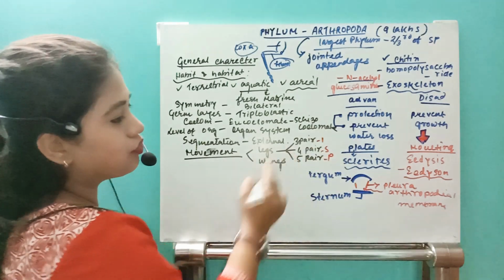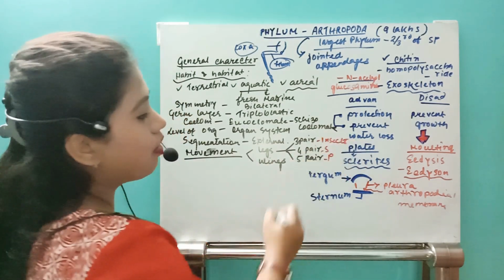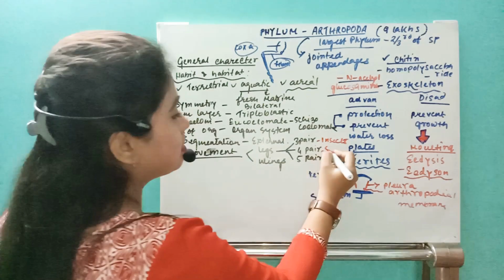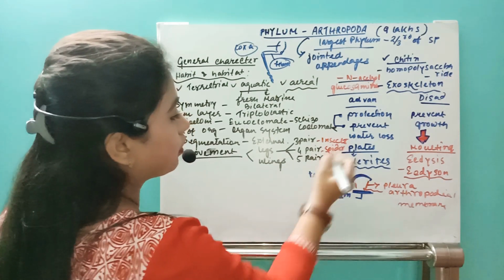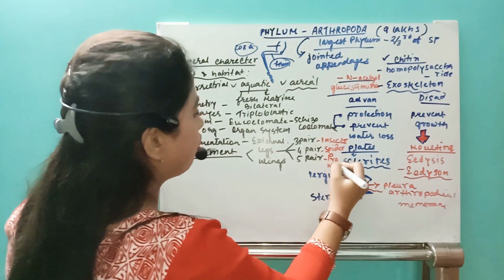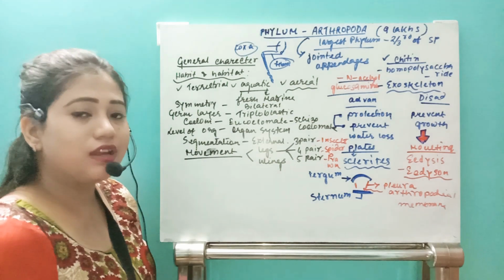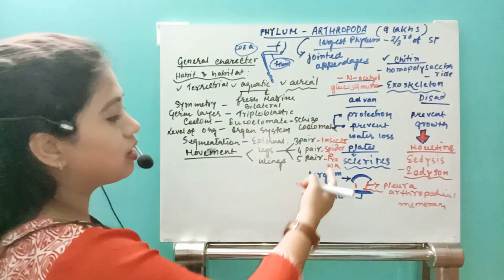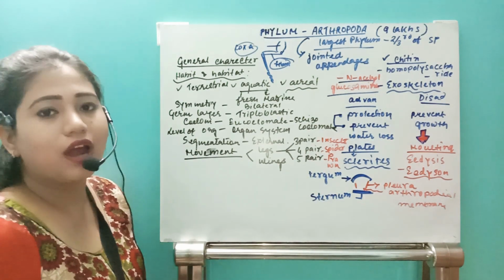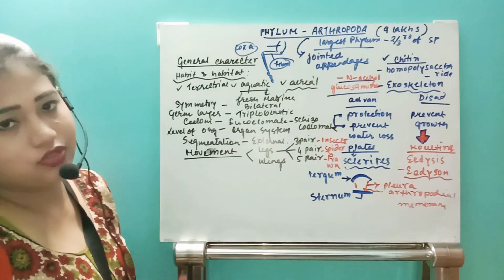That means three pairs of legs are found in the insects. Four pairs of legs are present in the spiders. And five pairs of legs are present in the prawn. So insects and spiders, what type of animal are they? They are terrestrial animals. Prawns are aquatic animals. So these are the general characteristics.